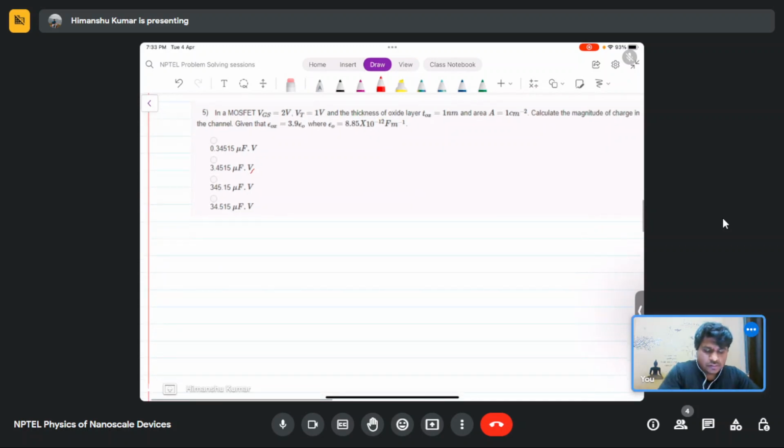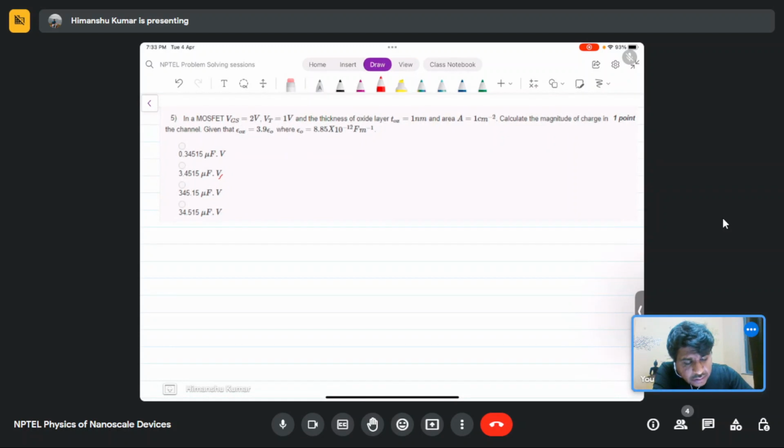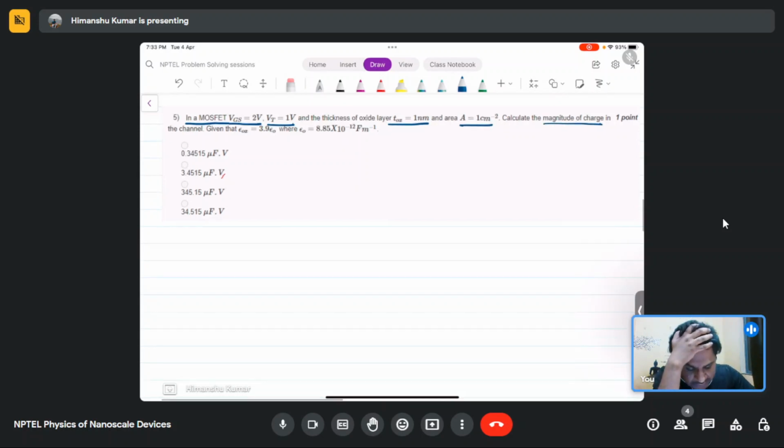Okay, so if there are no doubts, let's move to the next problem. In a MOSFET with VGS equal to 2 volts and VT equal to 1 volt, the thickness of the oxide layer is 1 nanometer and the area is 1 centimeter square. Calculate the magnitude of charge in the channel, given that EOX is 3.9 times E naught, and E naught is given as this farad per meter.